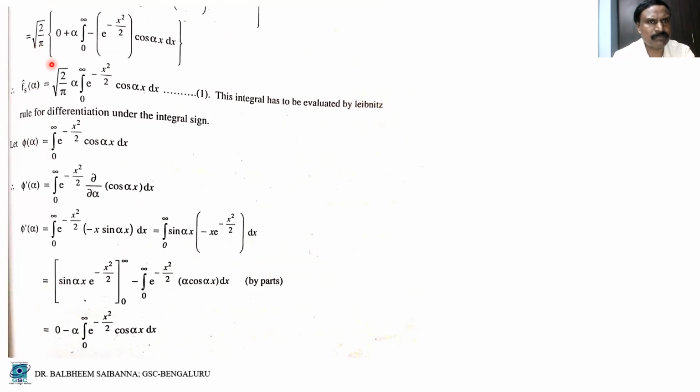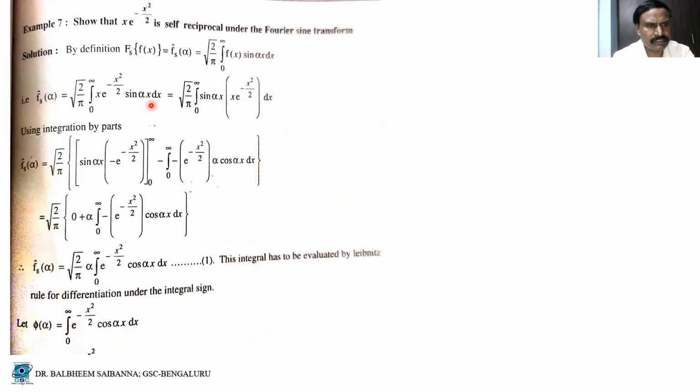So square root of 2 by pi. Then here, using the Leibniz rule, what does it say? You can interchange differentiation and integration. Square root of 2 by pi, integral 0 to infinity, e to the power of minus x square by 2 cos alpha x dx. This part is continued up to here. Then let phi of alpha be equal to the integral 0 to infinity of e to the power of minus x square by 2 cos alpha x dx.